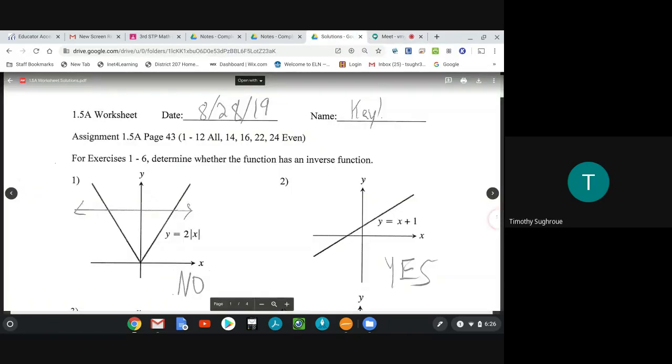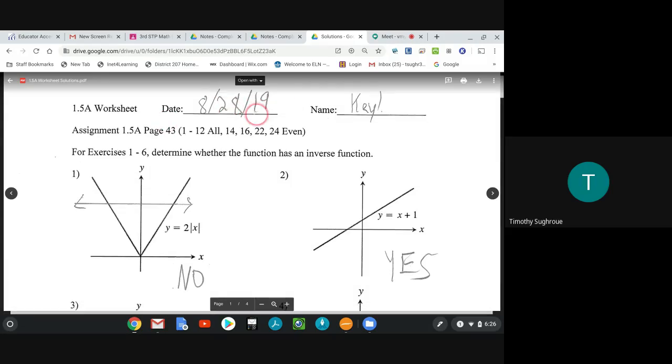Okay, this is a recording of the 1.5a worksheet solutions. Don't pay attention to the late start. We started school a lot later this year.